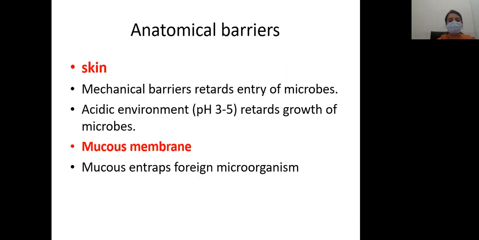Okay, first we will see what are the anatomical barriers. In anatomical barriers, number one, the largest thing is the skin. The skin acts as a mechanical barrier, which retards the entry of microbes, and number two, it also has an acidic environment, which retards the growth of microbes. And second is the mucous membrane. Mucus entraps foreign microorganisms.